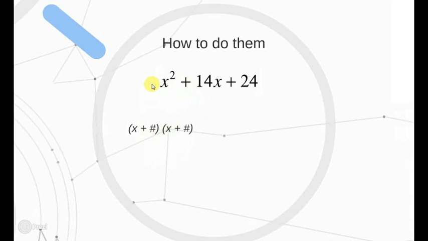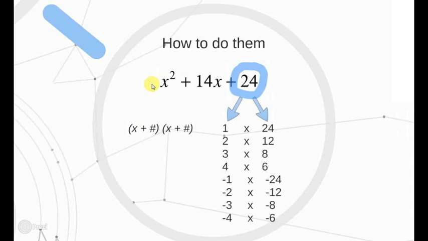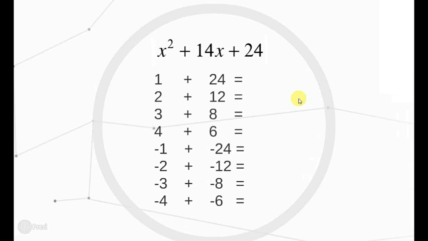First thing you do, I like to circle the last term and then write out its factors. So I write out all the numbers that multiply to be positive 24. In this case, I know it's positive 24 that I'm aiming for because there's a plus sign in front of the 24. The next thing that I do is I'm going to rewrite all of those factors with a plus sign instead of a minus sign in between them. And then I add them together.